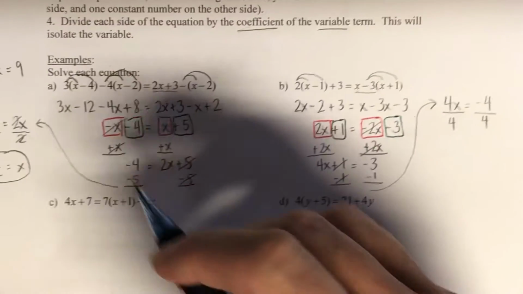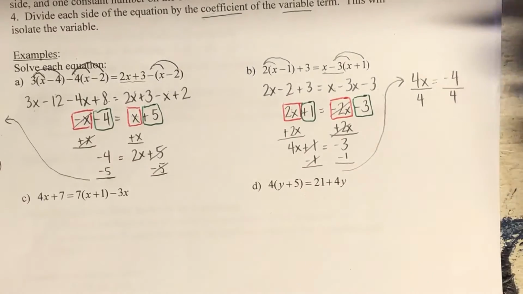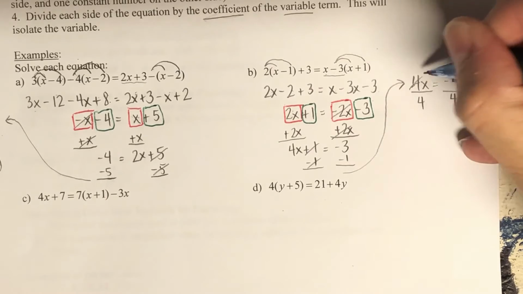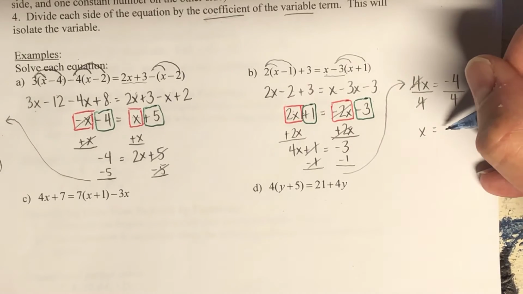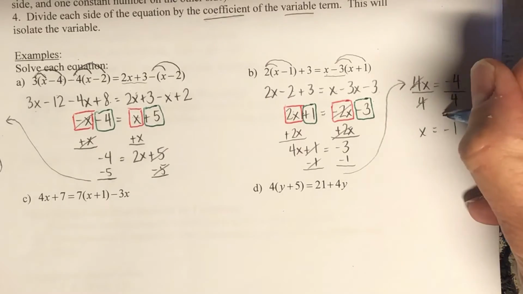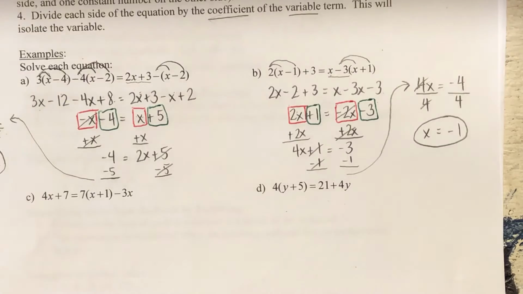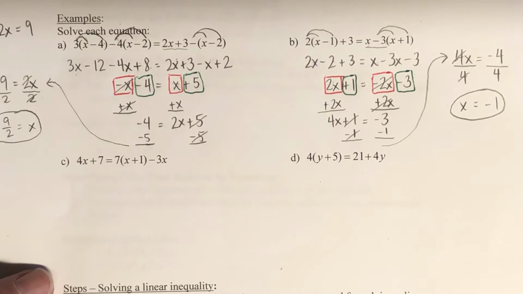And then just like over here, the 2's cancel. You just get x. Same thing here. The 4's cancel. And you get just x. And then negative 4 divided by 4 is negative 1. X is by itself. X is not on the other side. You have successfully completed solving this one variable equation, and in particular a linear equation.